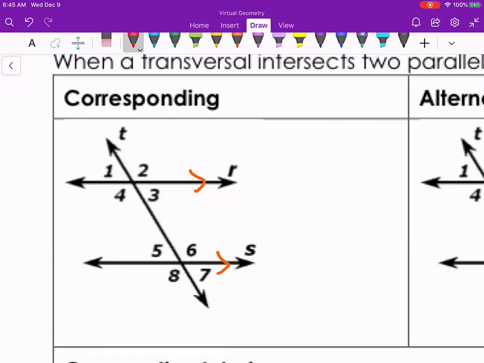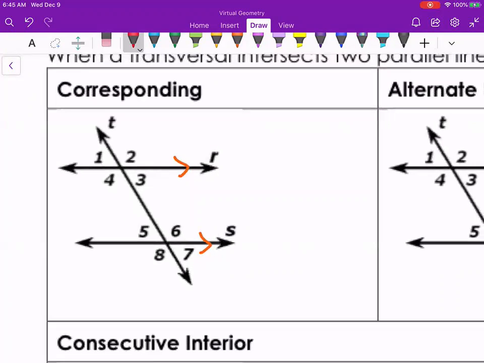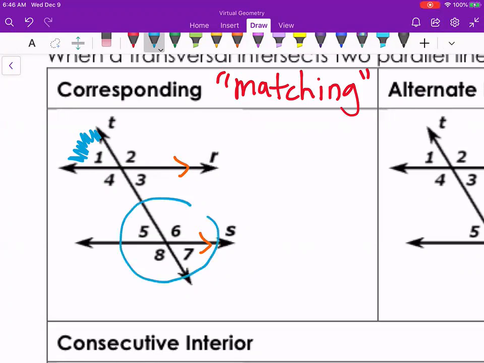So remember, corresponding angles, they have to be in matching spots. All right, so angle 1 at the top intersection between R and T, lines R and T, is at the top left. So when I go down to the bottom intersection, again, I want the angle that's in the top left. So in this case, that is 5. So angles 1 and 5.